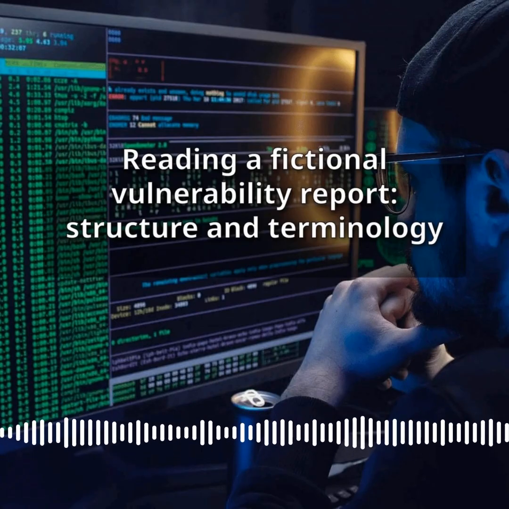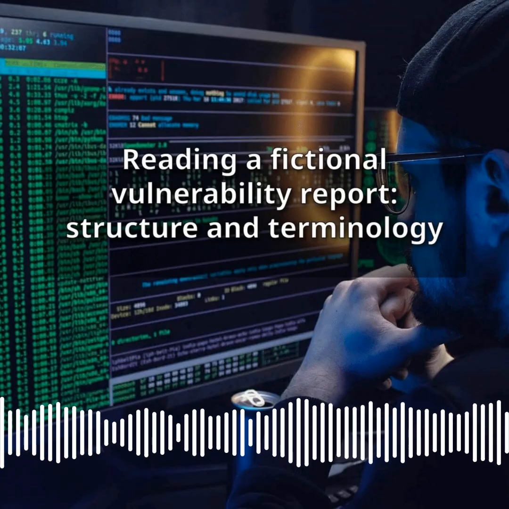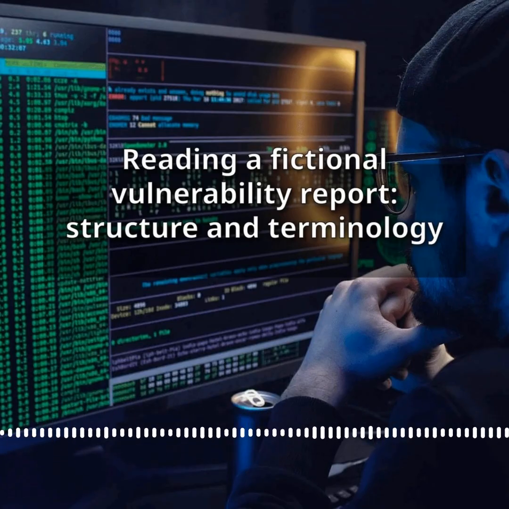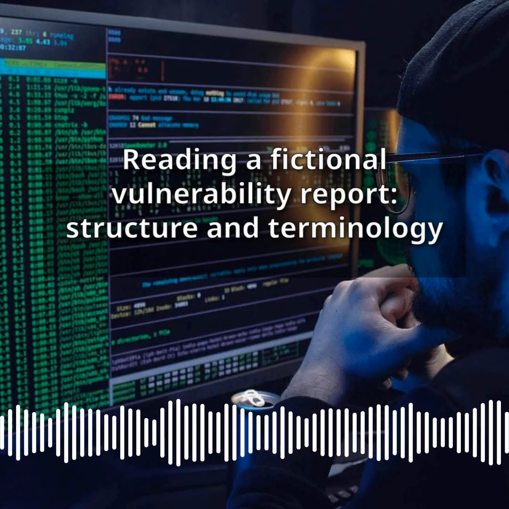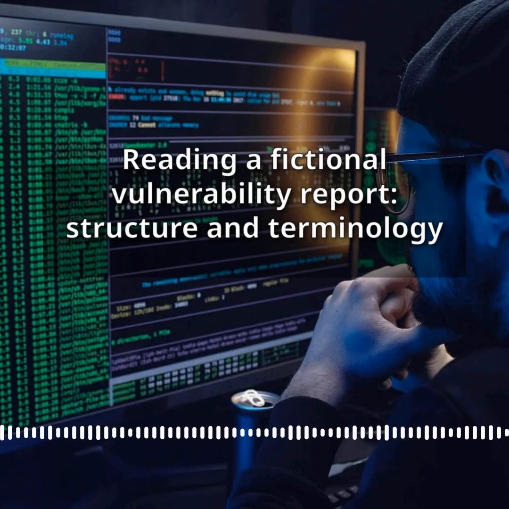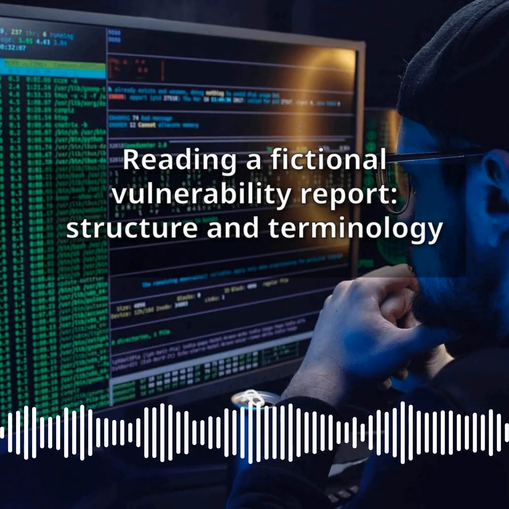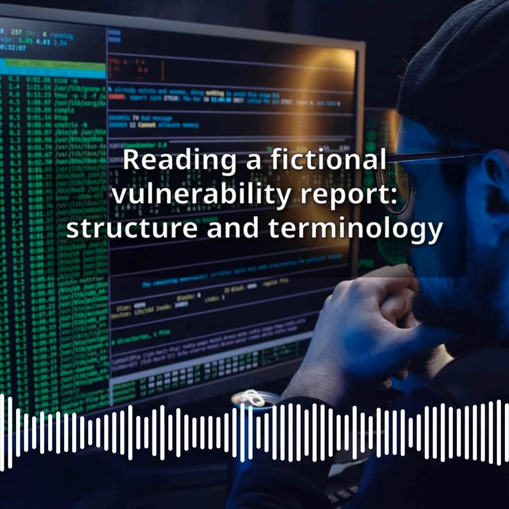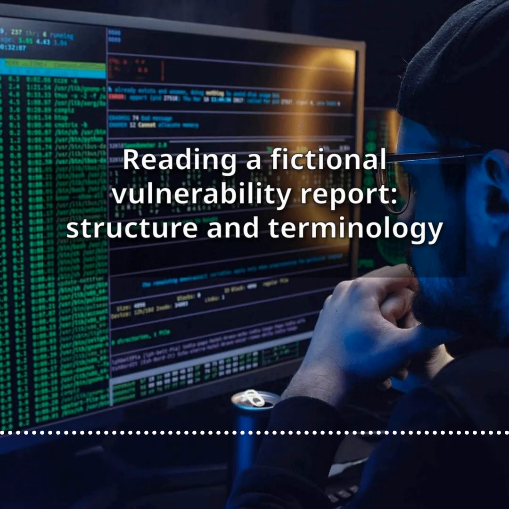The Vulnerability Report. What is a vulnerability report? A vulnerability report is a formal document that communicates the findings of a security assessment to its intended audience. That audience may include developers, system administrators, project managers, or executives, each with different levels of technical knowledge. A well-written report must therefore be both technically precise and readable by non-specialists at the summary level.